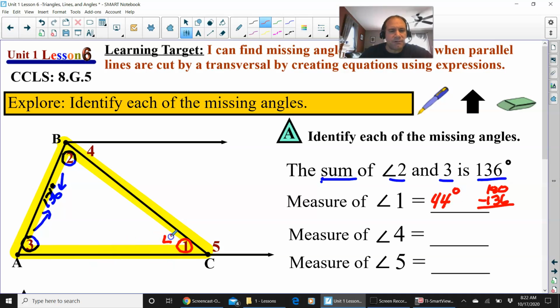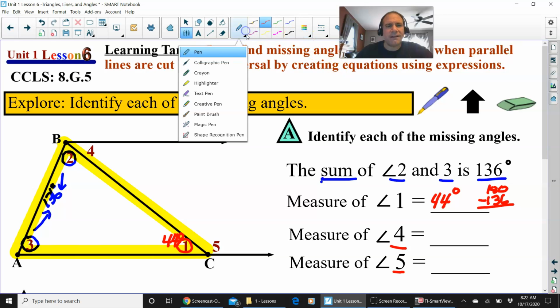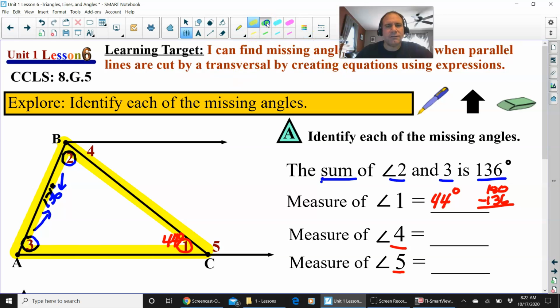And I'm going to put that directly into my diagram, because looking at it now I see exactly what it is in the diagram, and I don't have to shift eyes back and forth. So now they want me to find the measure of angle 4 and the measure of angle 5. Well, right now I feel like the measure of angle 5, and I'm going to get my highlighter out and possibly do a different color.